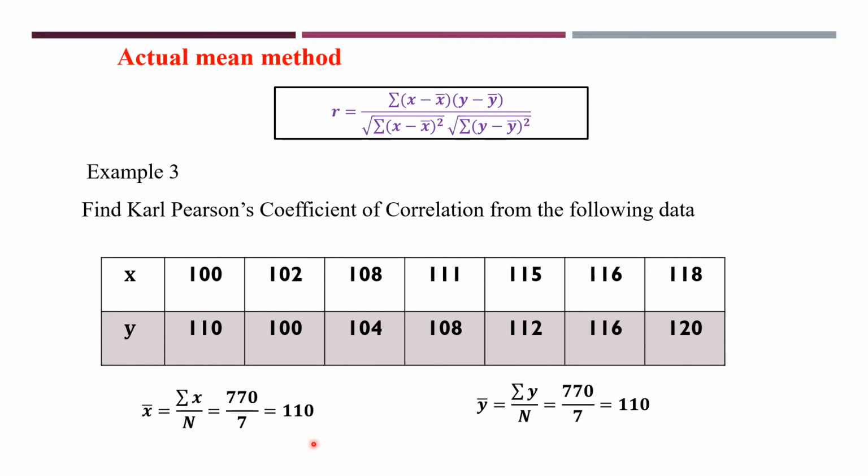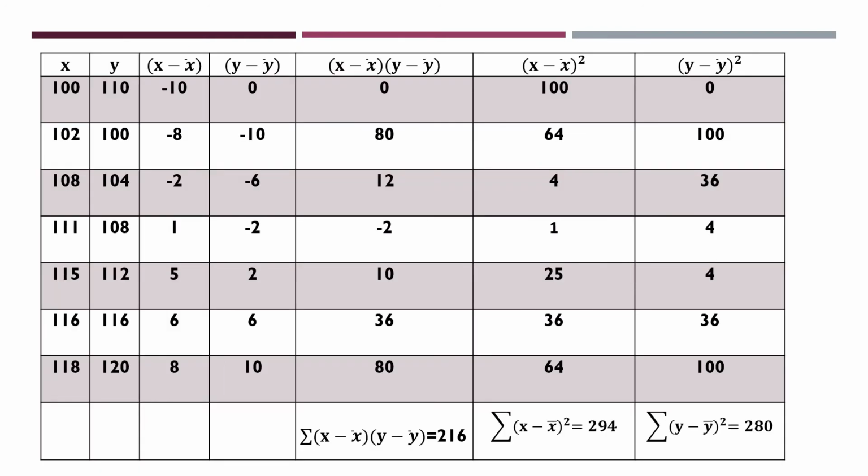100 minus 110. 102 minus 110. Each value of x has to get subtracted from 110. Similarly, y minus y bar. Each y value minus 110. 100 minus 110. And accordingly, we have to form the table. So we are writing x values, y values. X bar is 110, y bar is 110. So calculating x minus 110.